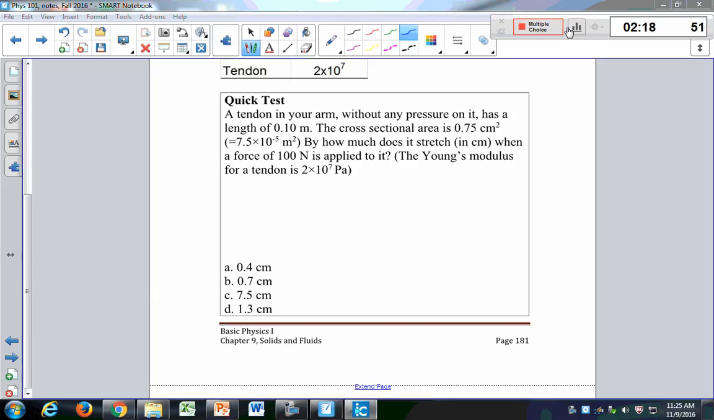Be careful with your units here, okay? Everything needs to be in SI units. Now notice the options are all in centimeters. So you'll get your answer in meters, but then you'll need to convert it back to centimeters. All right, let's try to wrap this up soon.